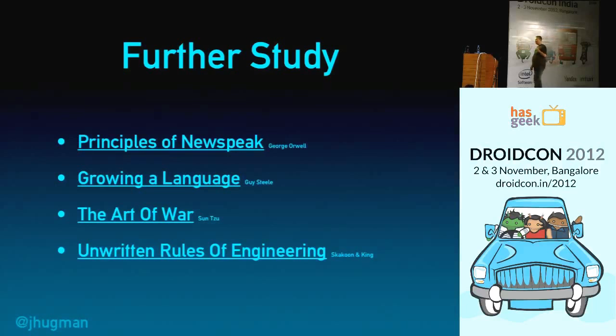This is slightly less code related. Principles of Newspeak, which is the appendix in 1984. I read it every couple of years, and it blows my mind every time I read it. Growing a Language is an amazing talk by Guy Steele. He's the co-drafter of the Java spec. So if James Gosling is the father, he's probably the filthy uncle.